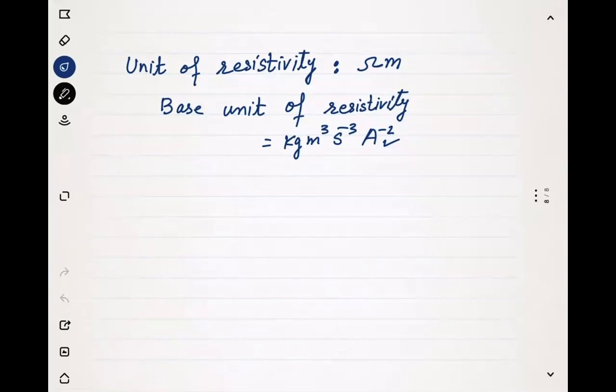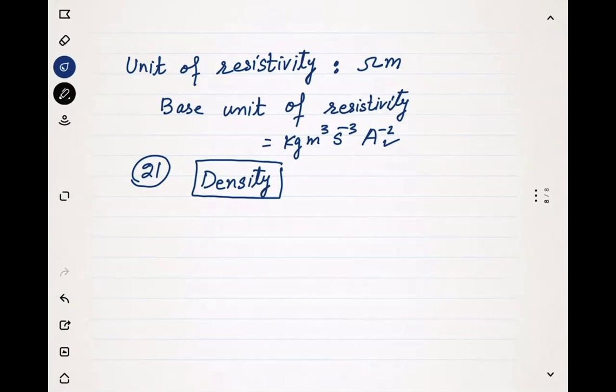Number 21 is density. Unit, base unit, and everything for density. Density and resistivity both have symbol rho. The reason for having a common symbol is common behavior. Resistivity is independent of the dimensions. Density is also independent of the dimensions. Resistivity depends on temperature and material. Same is for density. It only depends on the material and the temperature.